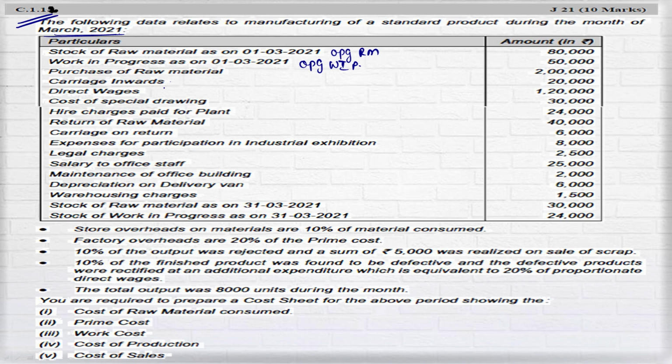Alright. Any cost which is related to purchase of raw material can be added to raw material. You can add it in direct expenditure also. Direct wages, direct expense. Direct wages will be direct expense in prime cost. Cost of a special drawing. What to do with cost of special drawing?